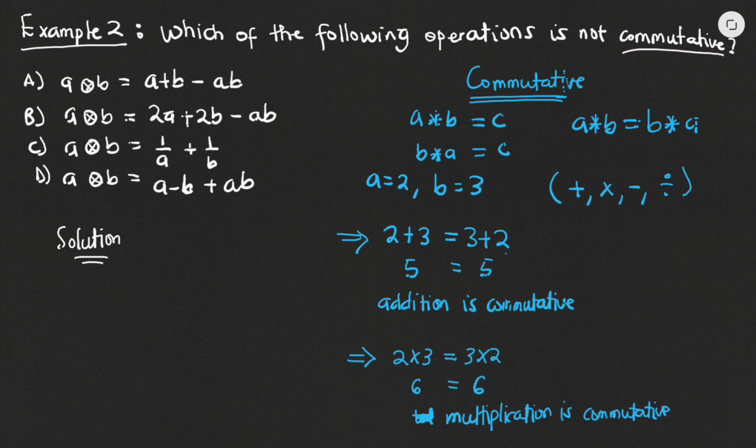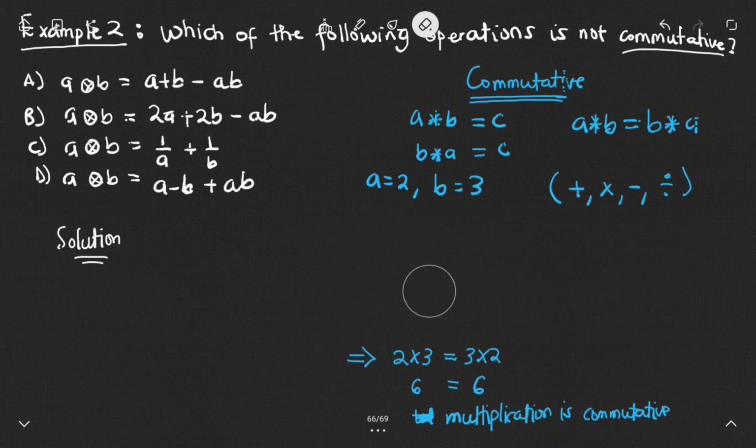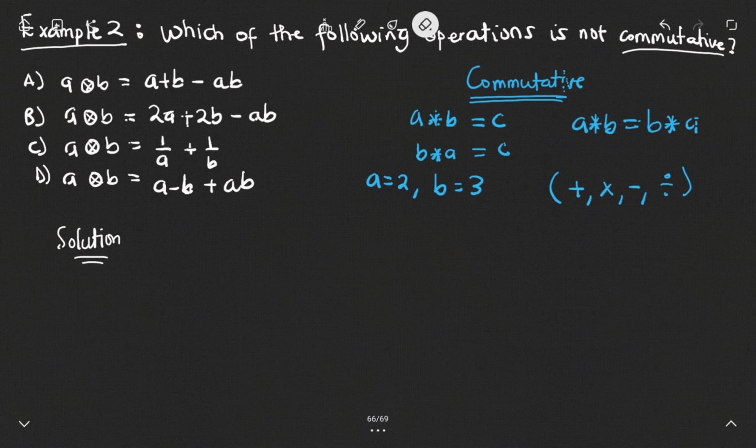Okay, depending on how complex the operation is, whether it's addition or multiplication, it will be commutative. Now let's look at subtraction and division. Let's perform subtraction and division and see if we'll still have them to be what? Commutative. Okay, so let's do subtraction.